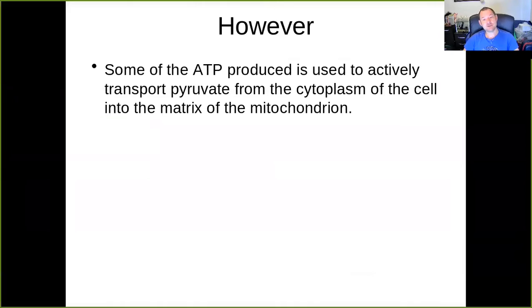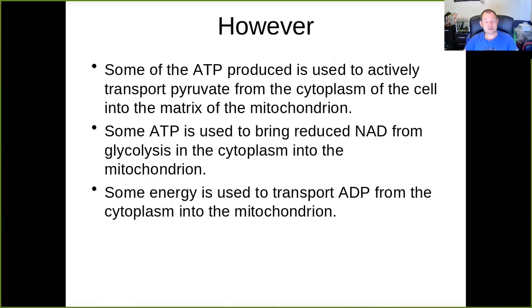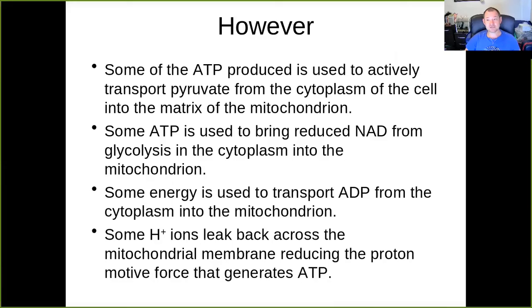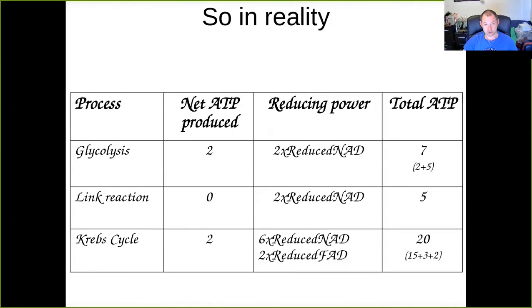Some of the ATP produced is used to actively transport, to move, the pyruvate from the cytoplasm of a cell to the matrix of the mitochondria. It doesn't go there by itself. Energy is used to transport it. Some ATP is used to bring reduced NAD from glycolysis in the cytoplasm into mitochondria. Some energy is used to transport ADP from the cytoplasm to the mitochondria. Plus, the membranes aren't completely impermeable. Some H+ ions leak back across the mitochondrial membrane, reducing the proton motive force that generates ATP. So, in reality, it's more like this.